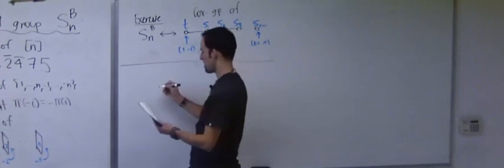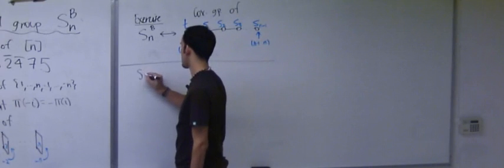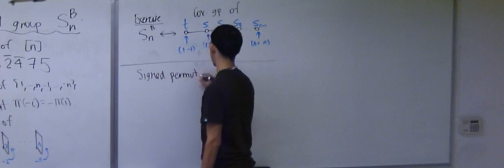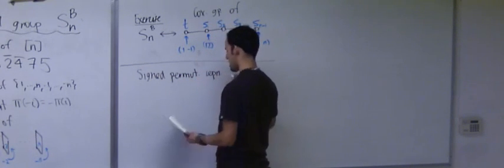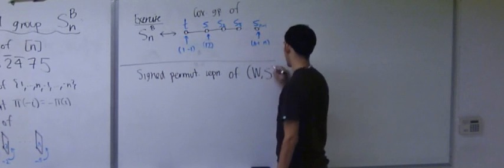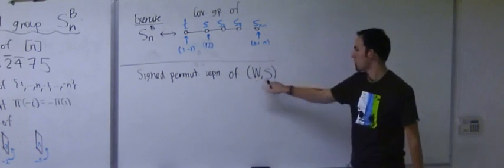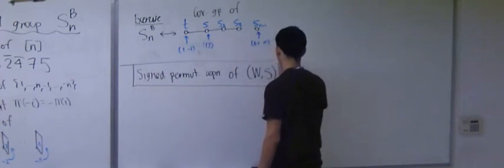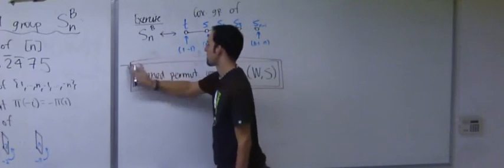So this is the signed permutation representation of a Coxeter system given by a Coxeter group and a presentation of it. This is the thing I want to describe today.